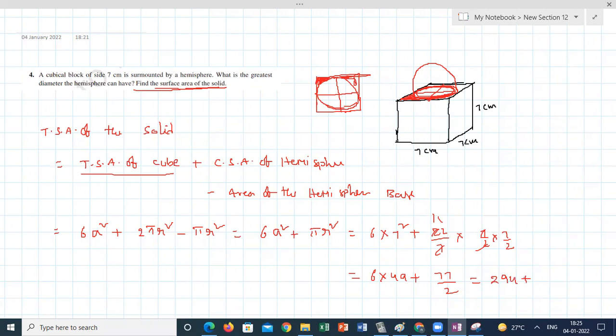294 plus 77; 70 half is 35, 7 half is 3.5, so 38.5. So I got the final answer as 332.5 centimeter square. Anyone got the same answer? Let me know. If you are getting a different answer, please let me know, and we will look into where we went wrong. So make it simple.